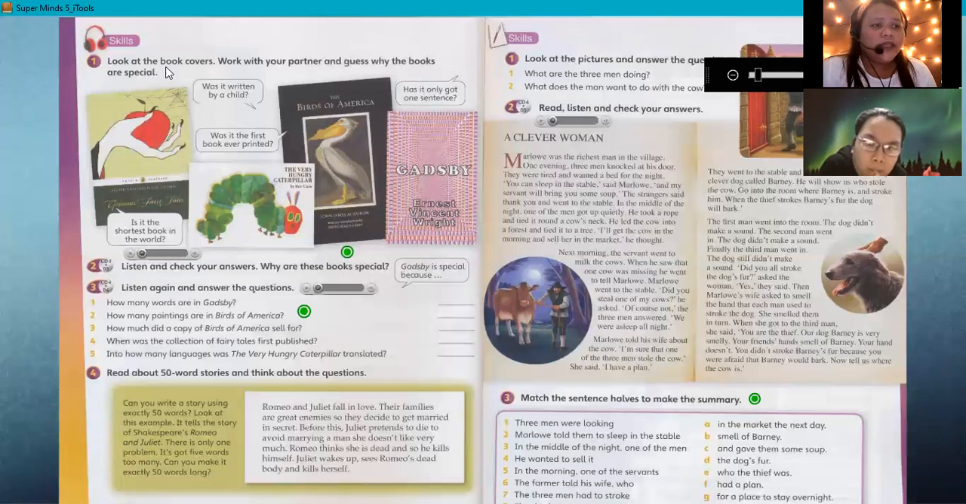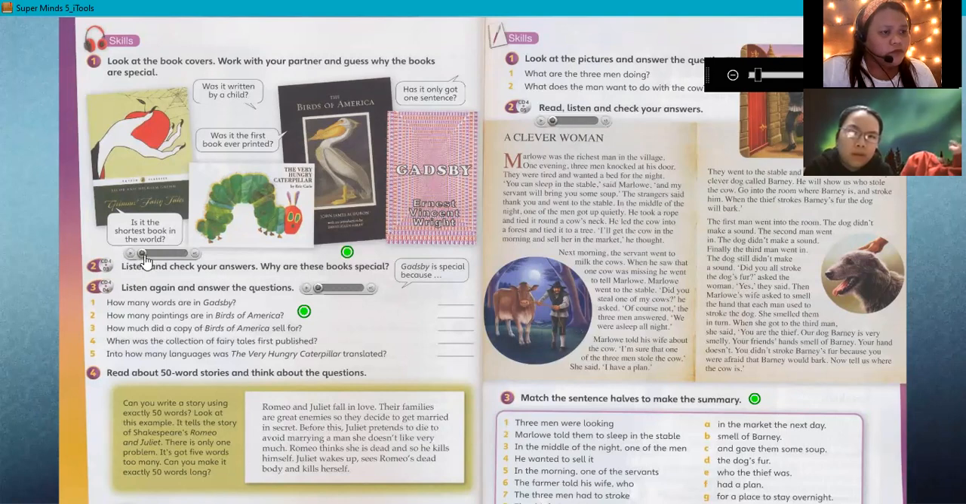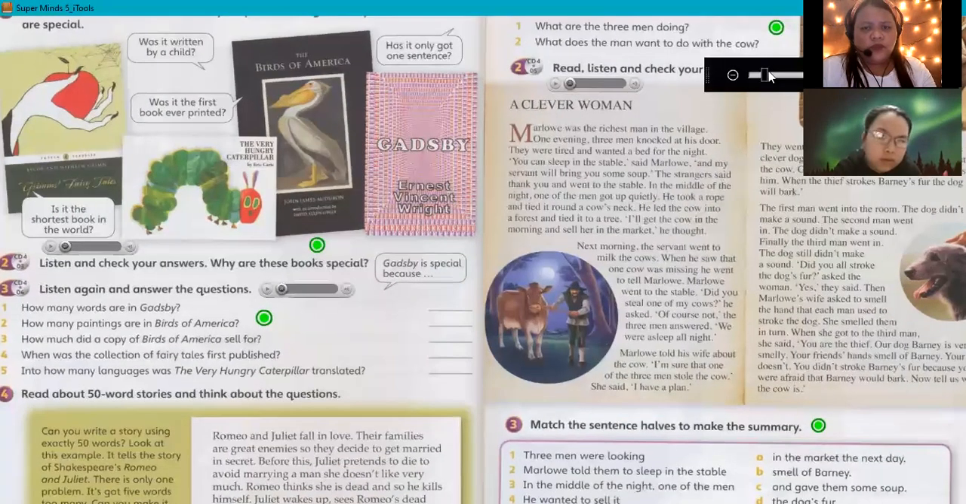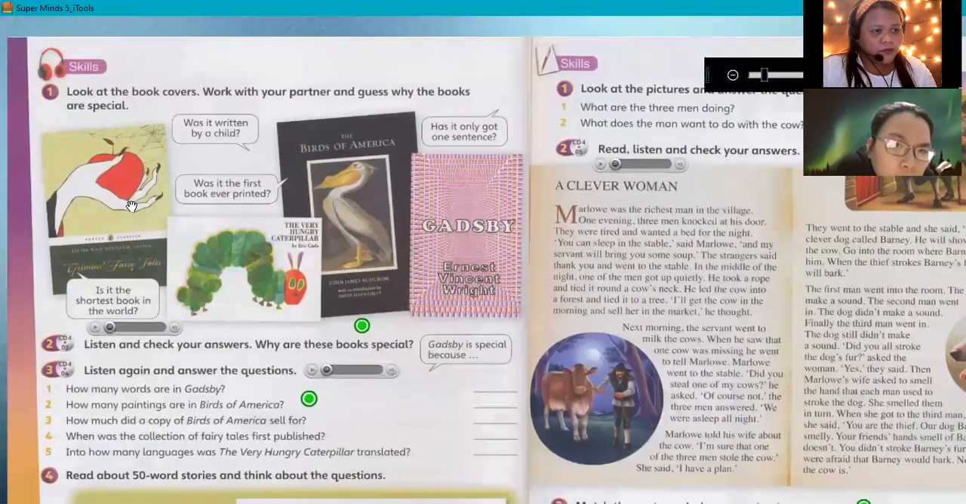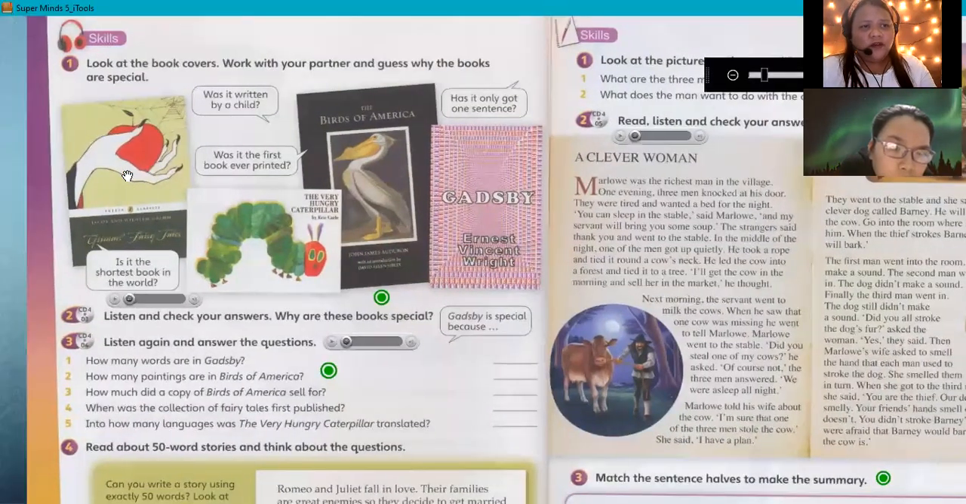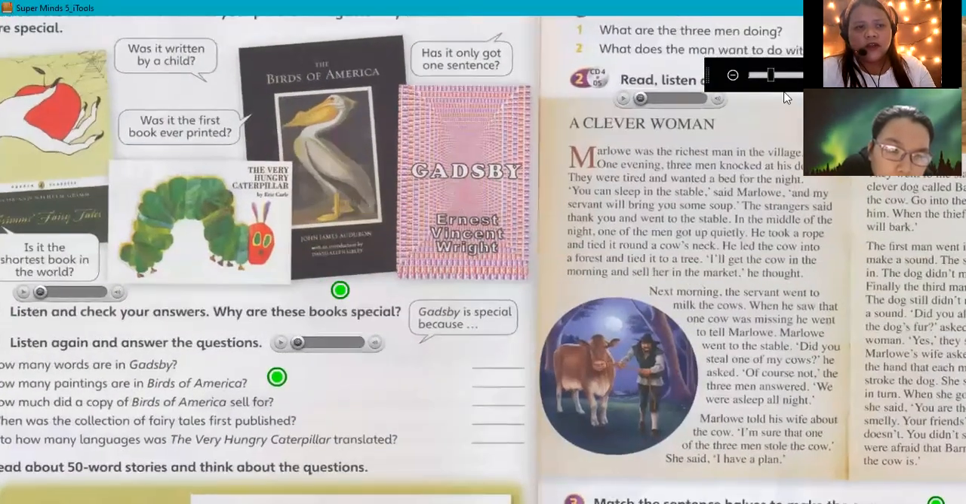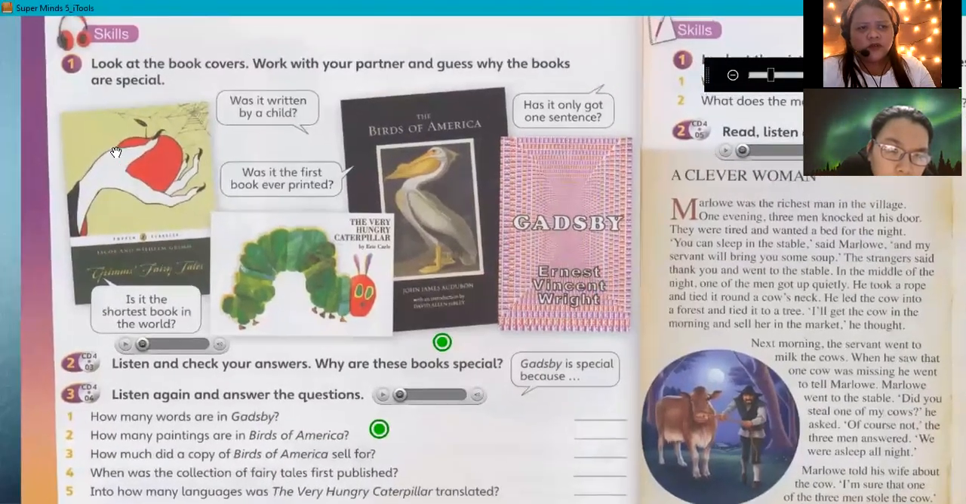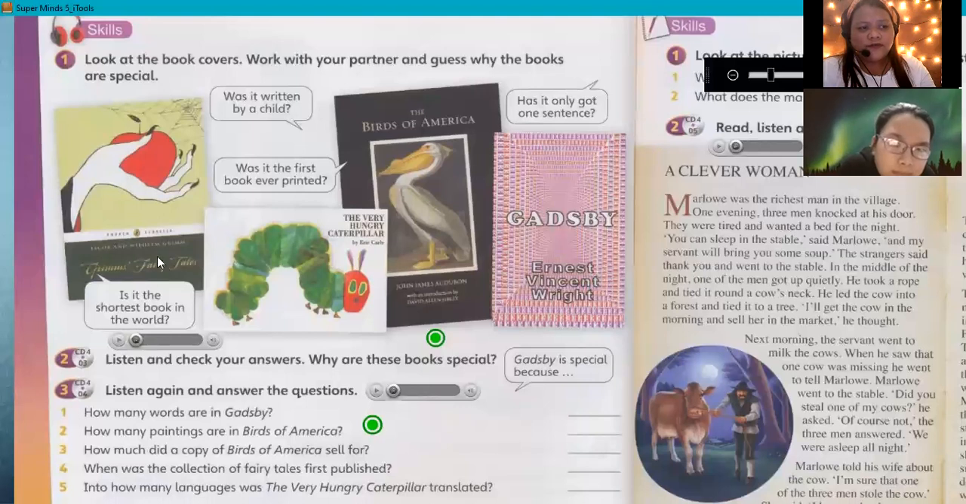Okay, so look at the book covers, work with your partner, and guess why the books are special. Okay, what do you think is the title of this book? I think this one.